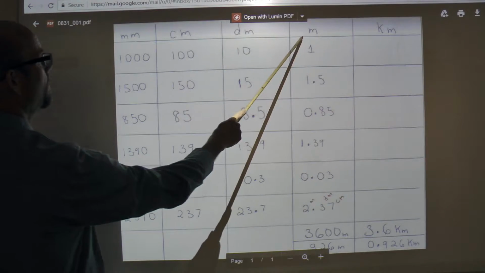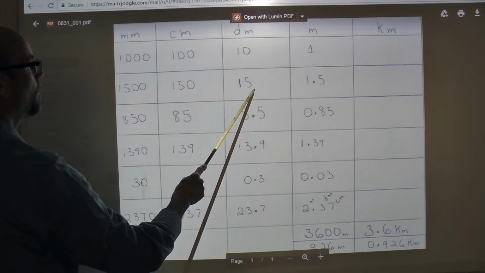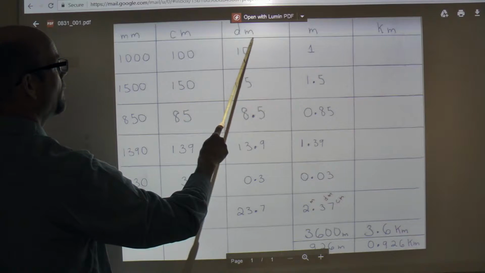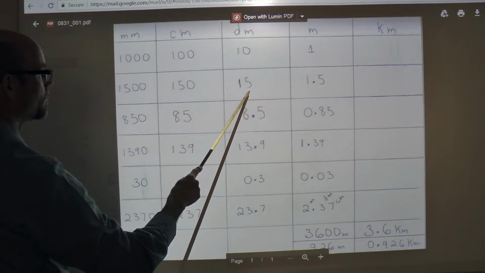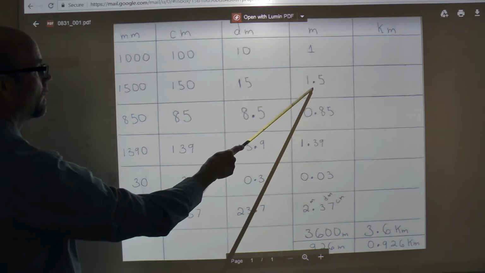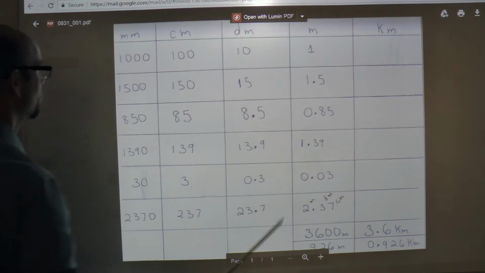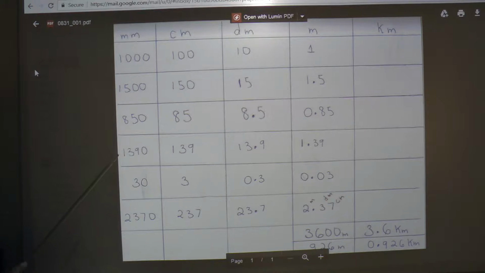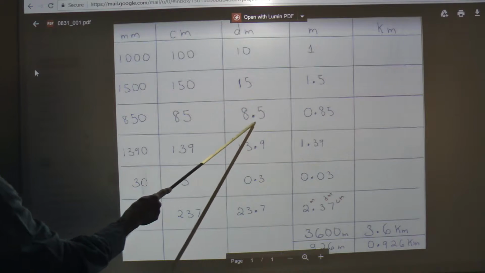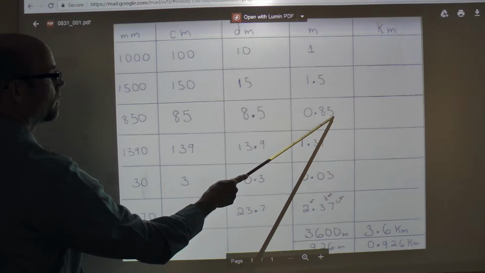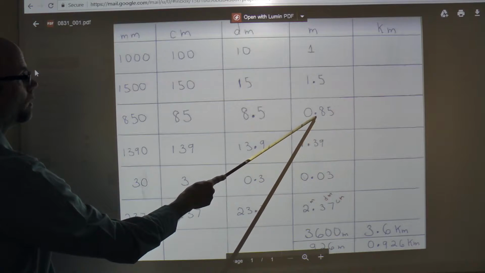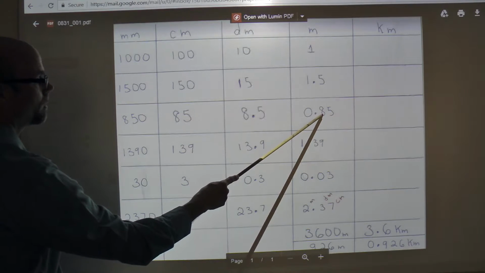From decimeters to meters, 15 equals 15.0. You're going one place to the right with your eyes. The decimal will move one place to the left. It goes in the opposite direction, hence 1.5 meters. Look at the sample below. 850 millimeters becomes 85 centimeters, becomes 8.5 decimeters, 0.85. The decimal separates our meters from our decimeters.